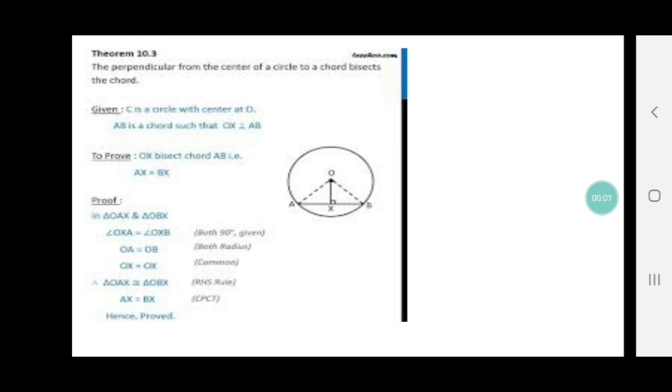Now the very first property of the circle: the perpendicular from the center of the circle to a chord bisects the chord. Here, the perpendicular drawn from the center of the circle to the chord is the given part. That it bisects the chord is the part that we have to prove. Now we begin with the proof of the first property of the circle.